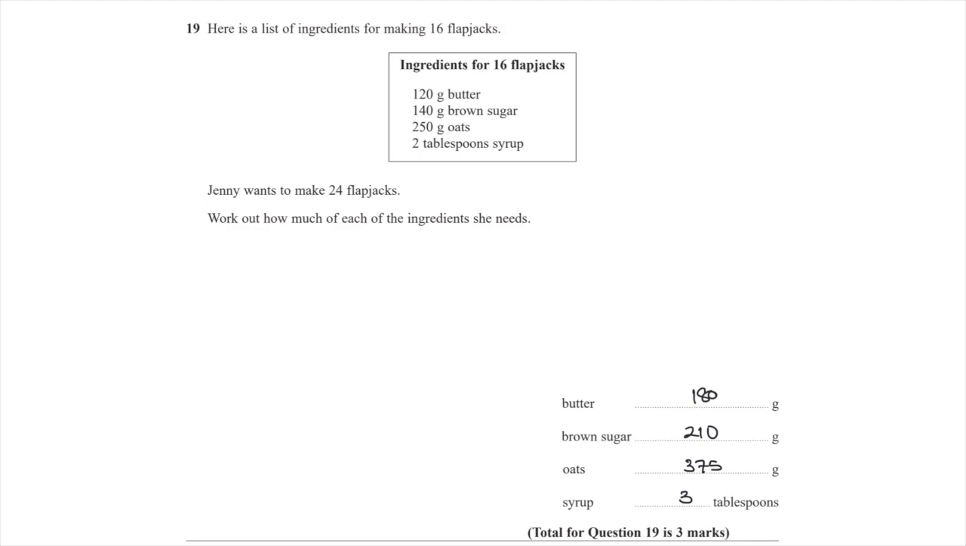Now we've done this in literally a minute pretty much. And this is a three mark question. What other way could you have done this? Well, you could have used ratio. So you could have said, well, I've got 16 flapjacks and then I want to get to 24. And then you simplify this. Now, when I simplify this, I will divide both of them by 8. When I divide by 8, it becomes a 2-to-3 ratio.